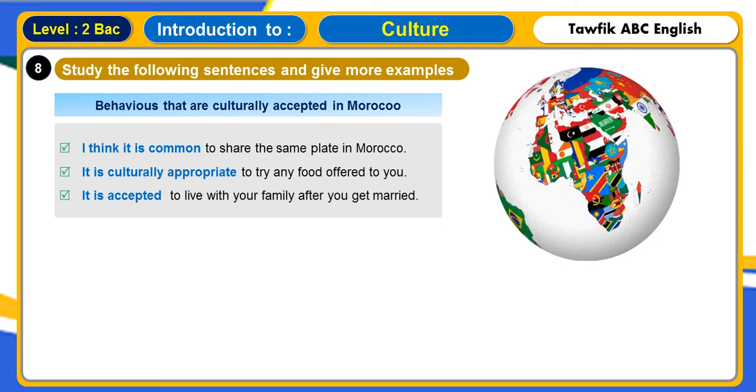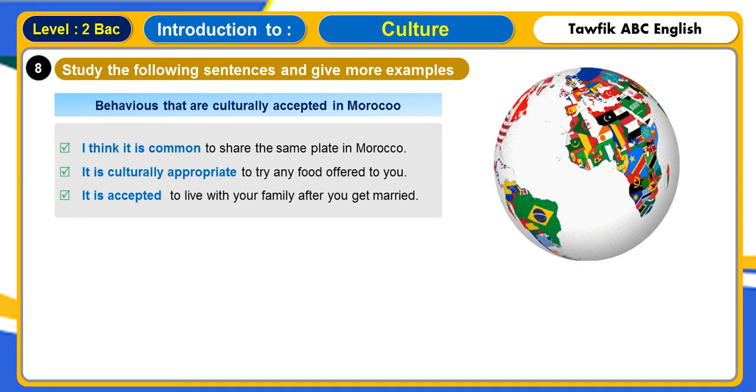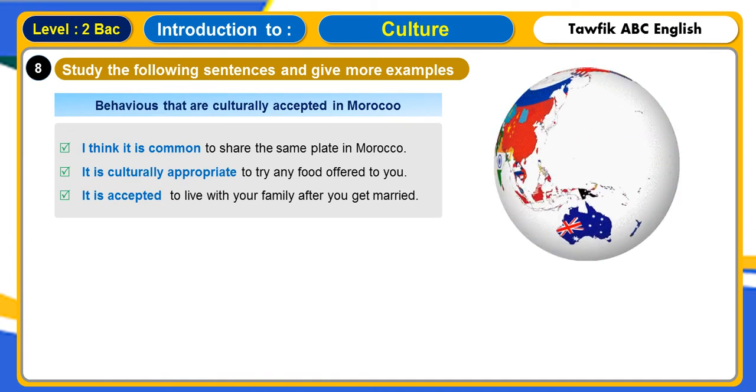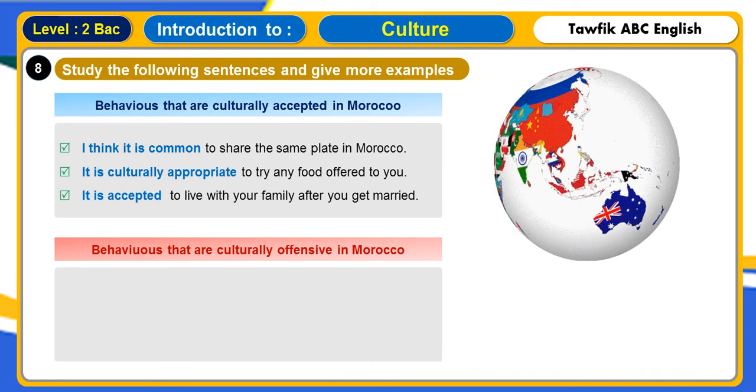Number 3, it is accepted to live with your family after you get married. So in Morocco it is common. شي حاجة اللي هي ثقافيا مقبولة أن الواحد يتزوج ويبقى مع والديه. In other cultures it's not accepted.